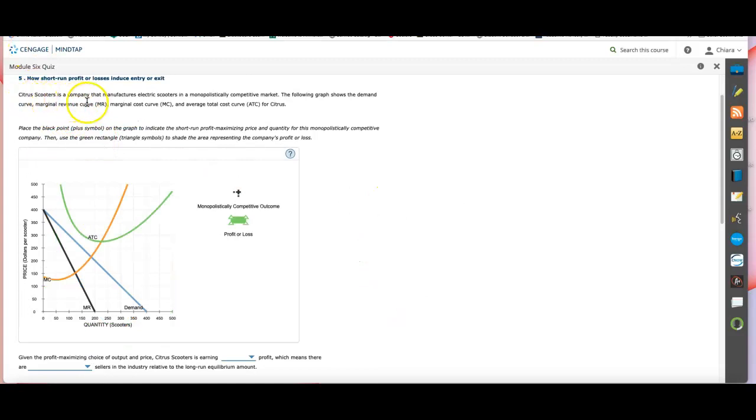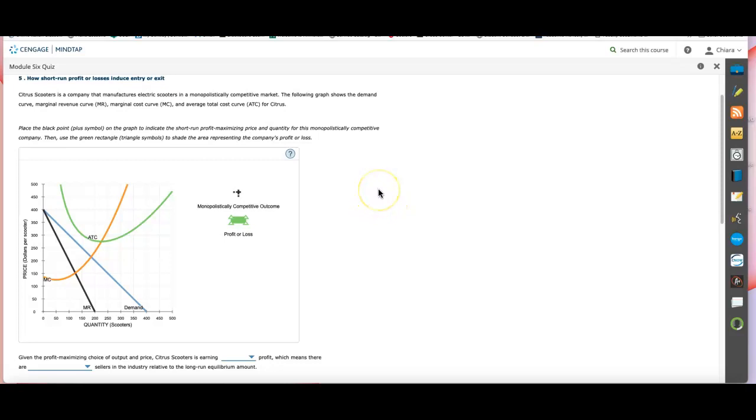So Citrus Scooters is a company that manufactures electric scooters in a monopolistically competitive market. The following graph shows the demand curve, marginal revenue curve, marginal cost curve, and average total cost. So now we have a monopolistically competitive market. So we're not a monopoly, not a perfect competition, somewhere in the middle, right?